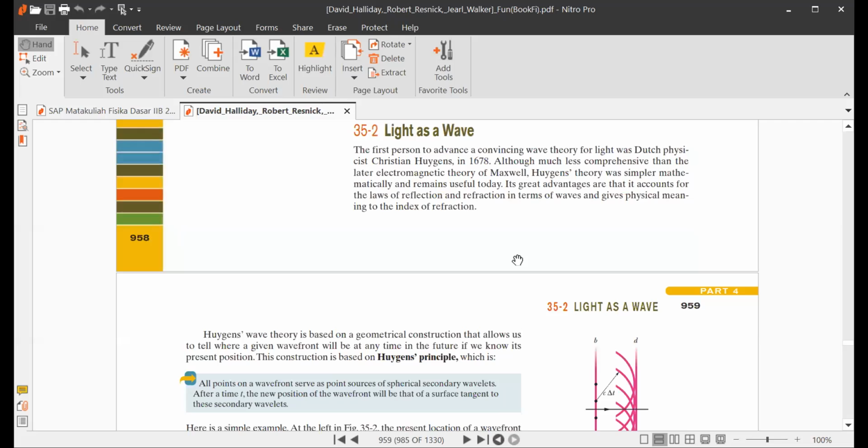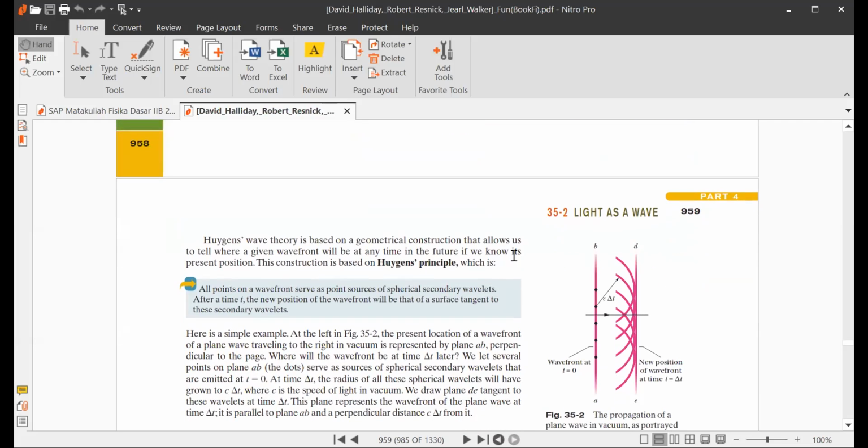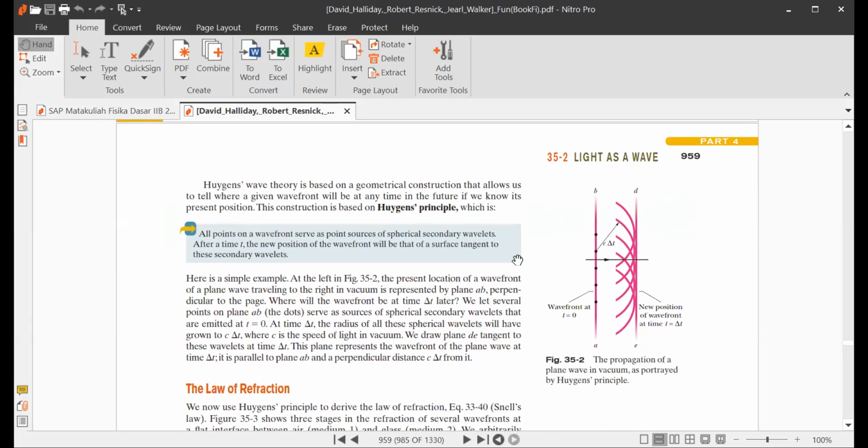So in this case, we consider light as a wave, okay? It's the wave theory based on the Huygens theory about waves. This, for example, is the wave front here, the wave front of the waves. This is a propagation of a plane wave in the vacuum. Okay.